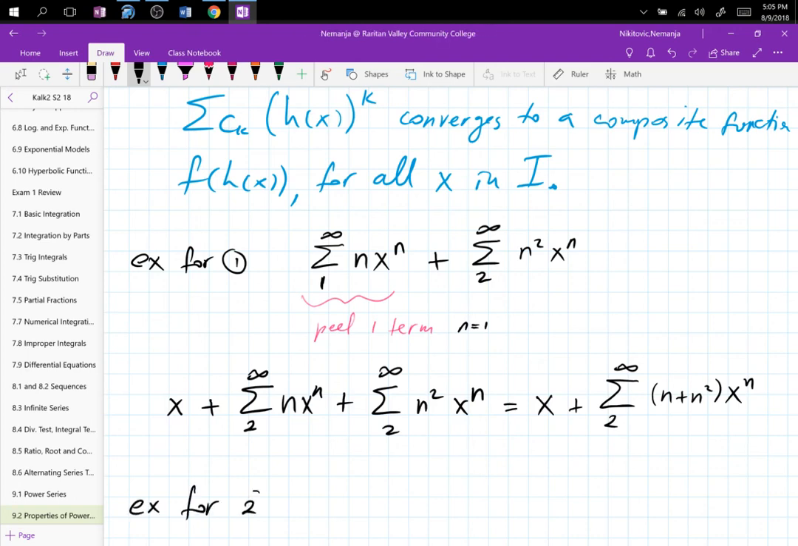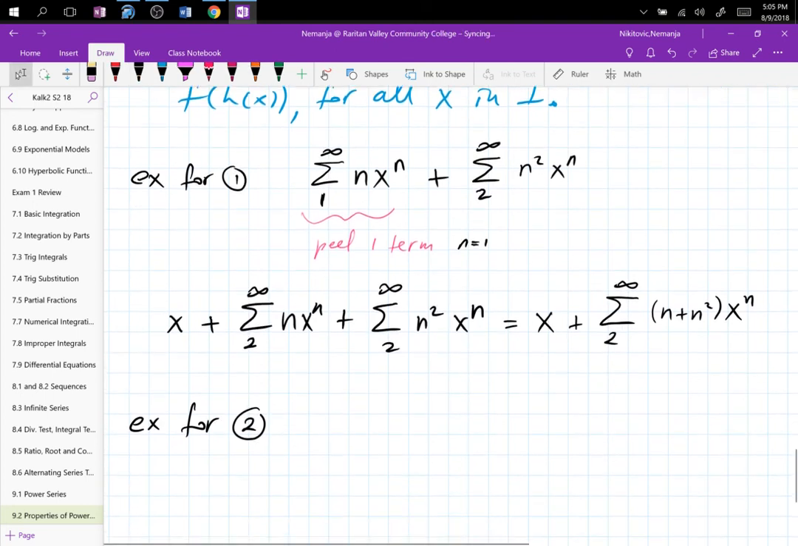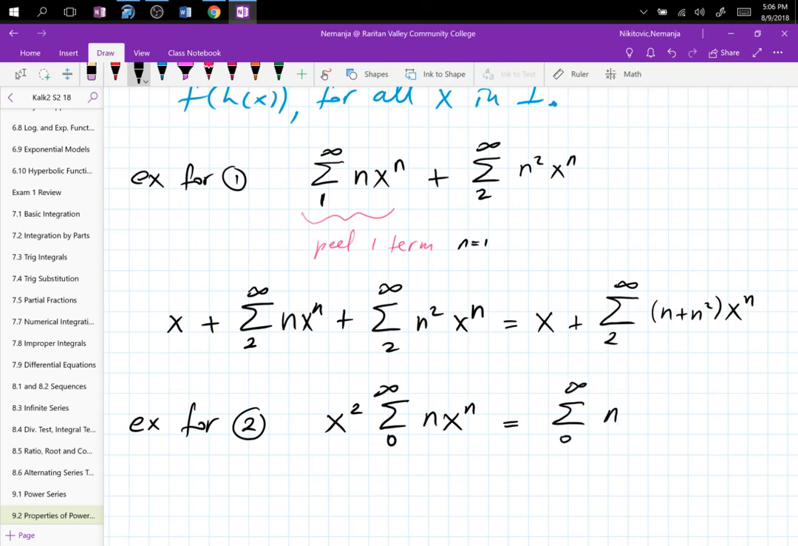Example for number 2. Another thing that you will have in differential equations when you deal with the power series for Euler equation is when you have x squared summation, let's say, n x to the n, where you start, let's say, at 0 and go to infinity. Doesn't matter. For these particular problems, you will be importing x squared inside, so you will have summation 0 to infinity n x to the n plus 2. And then you would go from there. So x squared can be imported in, and then x to the n times x squared is n plus 2 in the exponent. So that's example for 2.